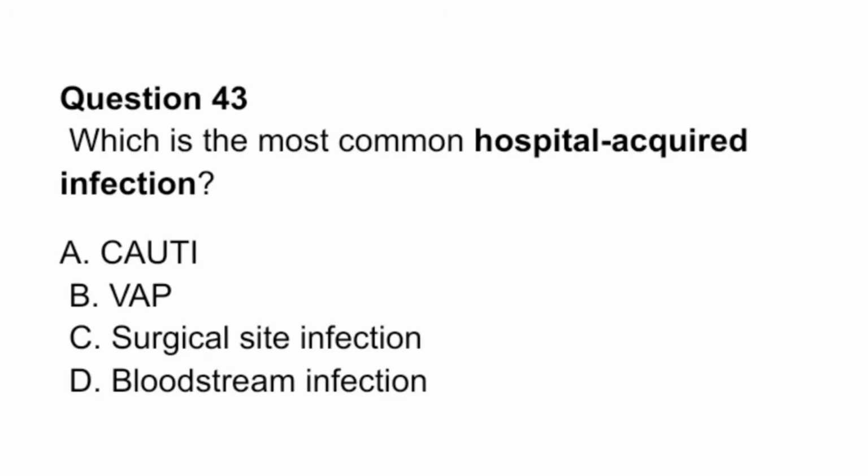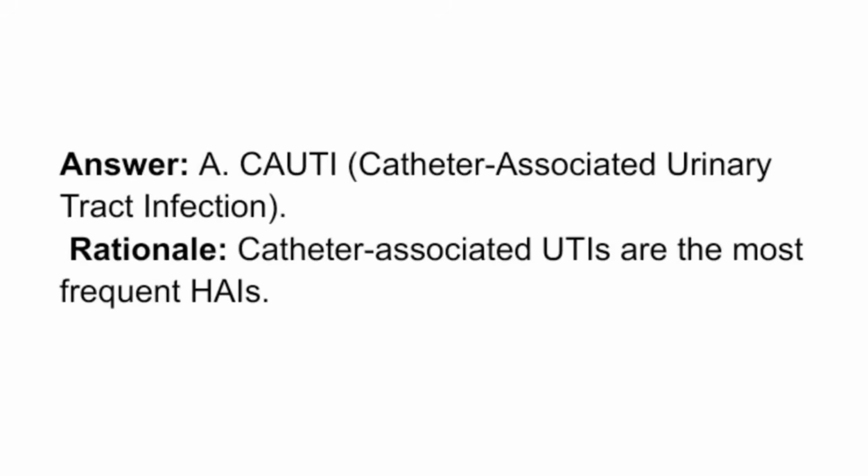Question 43. Which is the most common hospital-acquired infection? A. CAUTI. B. VAP. C. Surgical site infection. D. Bloodstream infection. Answer. A. CAUTI. Catheter-associated urinary tract infection. Rationale. Catheter-associated UTIs are the most frequent HAIs.